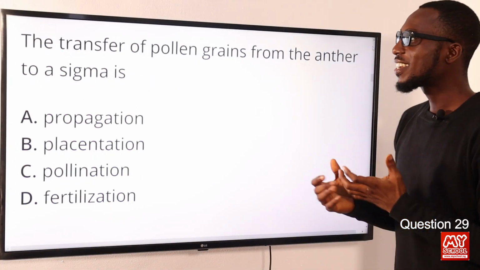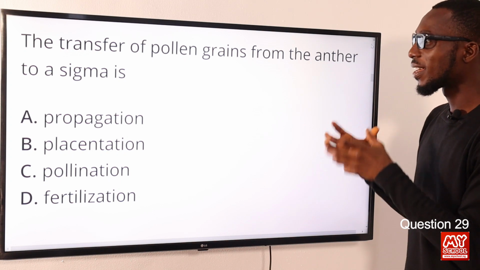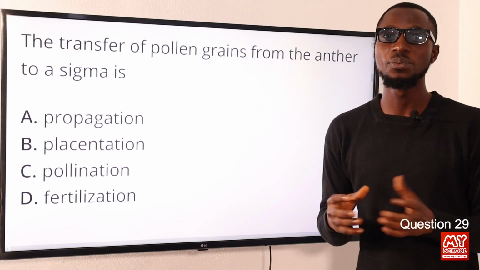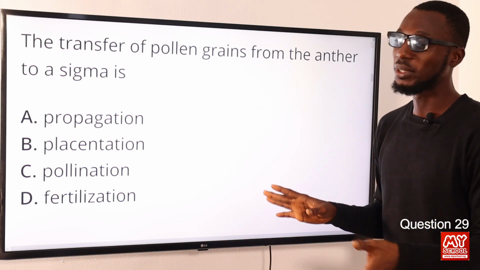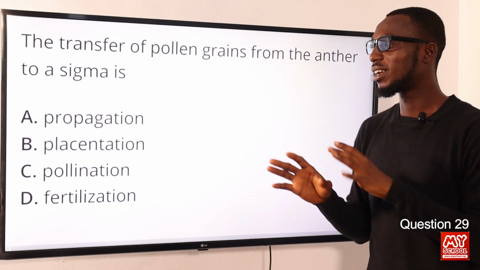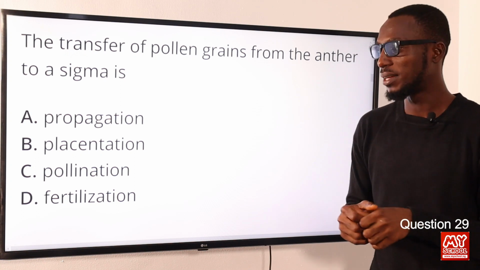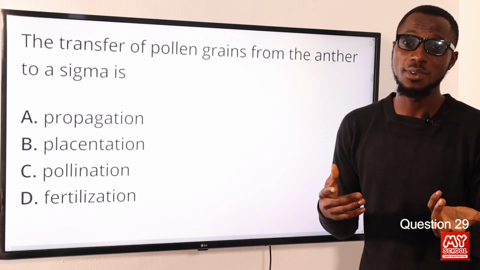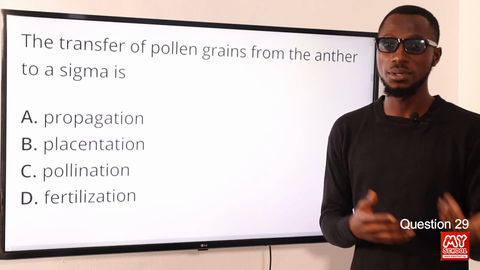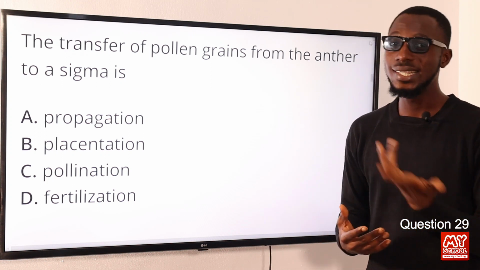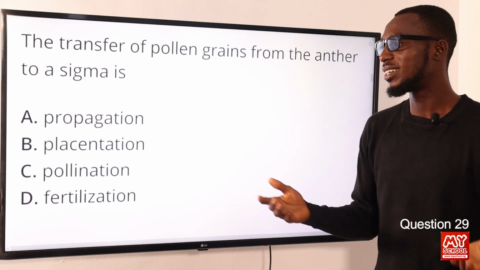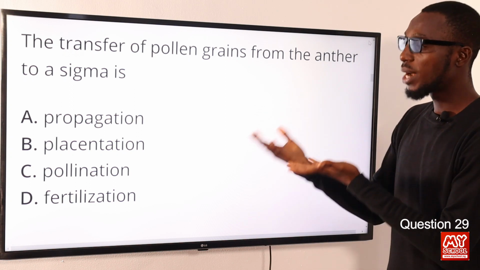29. The transfer of pollen grains from the anther to a stigma is what? That is the definition of pollination. The transfer of pollen grains from an anther to a receptive stigma. We have types of pollination: self-pollination and cross-pollination. And we can talk about pollinating agents, the insects, the wind, and what have you. So the correct option is option C.